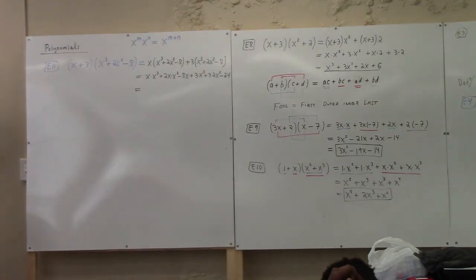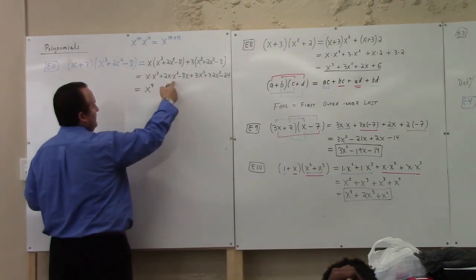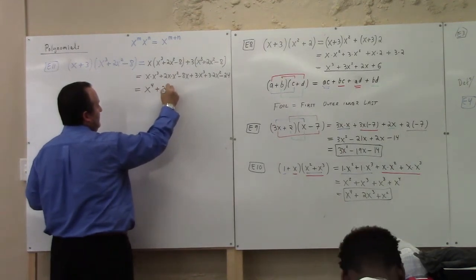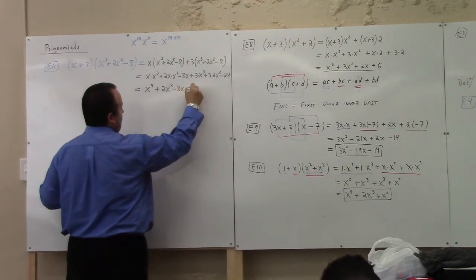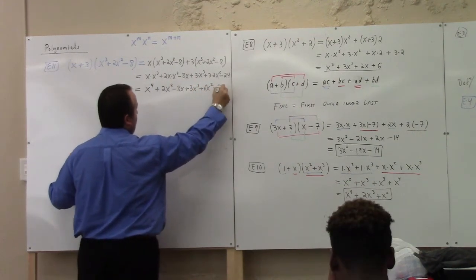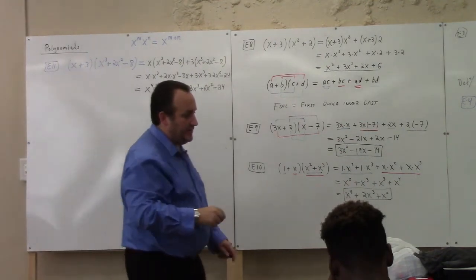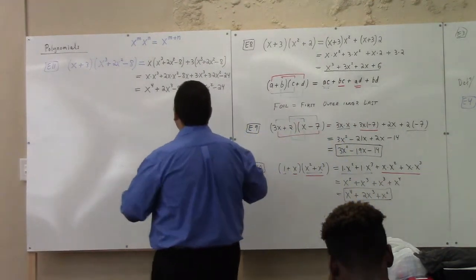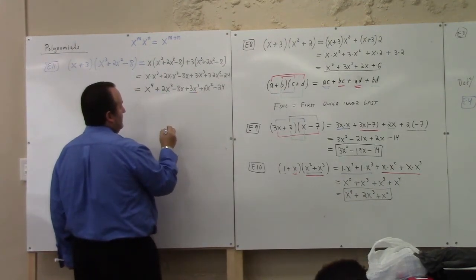So what do we got? We've got x times x cubed, which is what? x to the 4th, right? And x times x squared is what? x cubed, right? Minus 8x, plus 3x cubed plus 6x squared minus 24. Now, are there any like terms we can combine? Yeah, the cubes go together, right? And also, nope, that's it, right?